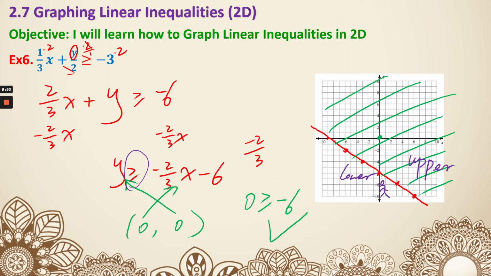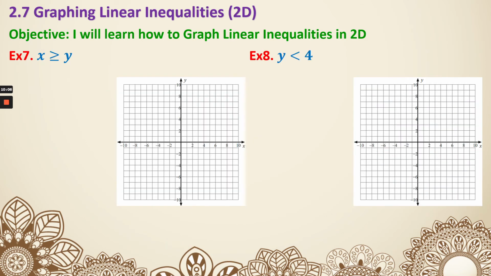Based on the sign, we can decide if we are going to shade the upper side or the lower side. But still, even if you use that method to decide, you are still going to need to choose a point and check if it is actually correct.